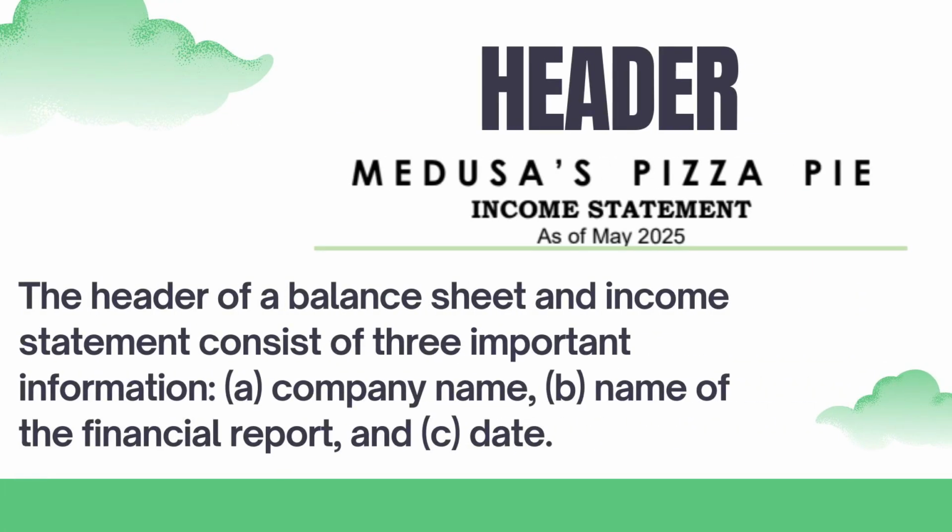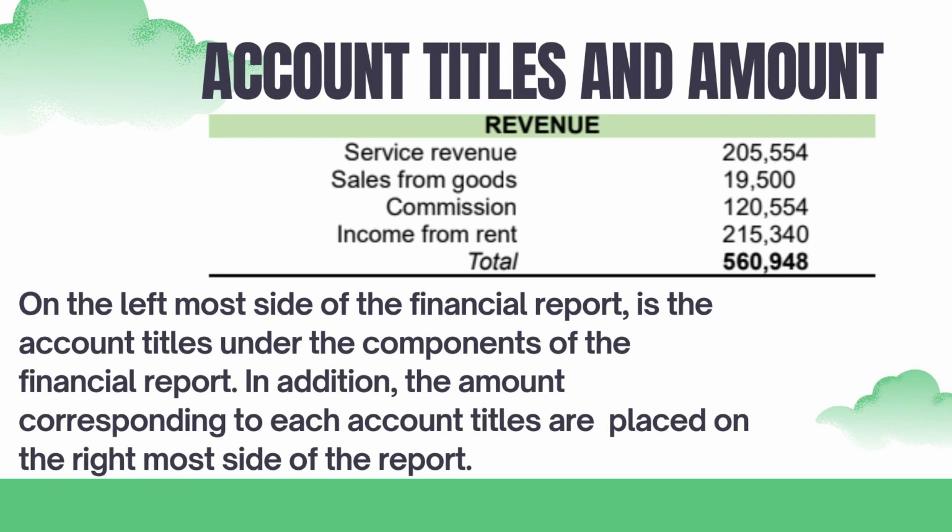Header. The header of a balance sheet and income statement consists of three important pieces of information: A. Company name. B. Name of the financial report. And C. The date.